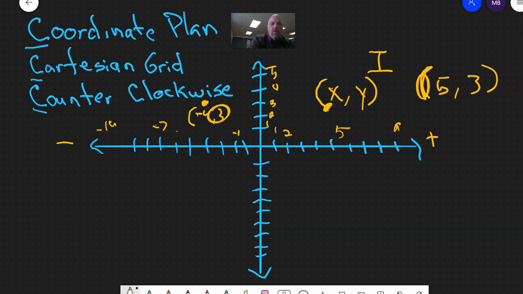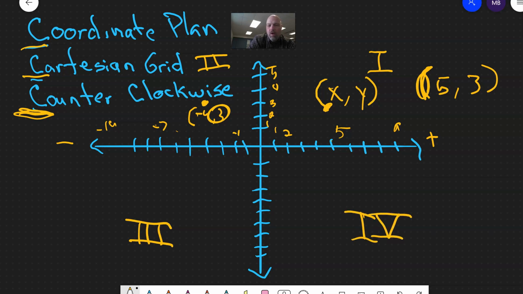And an easy way to remember which quadrant, this is quadrant 2. Coordinate plane, also it's called a Cartesian grid. You see this, it's going to be a grid most of the time. You see the little dots. Counterclockwise, that's the sneaky secret. So 1, 2, this is 3, and this is 1 before 5, so 4.